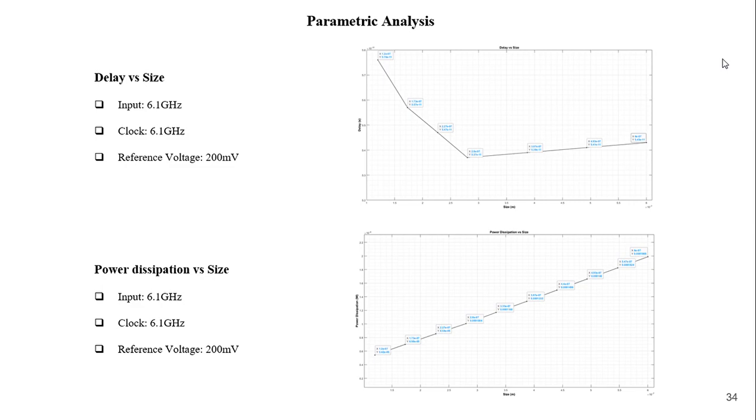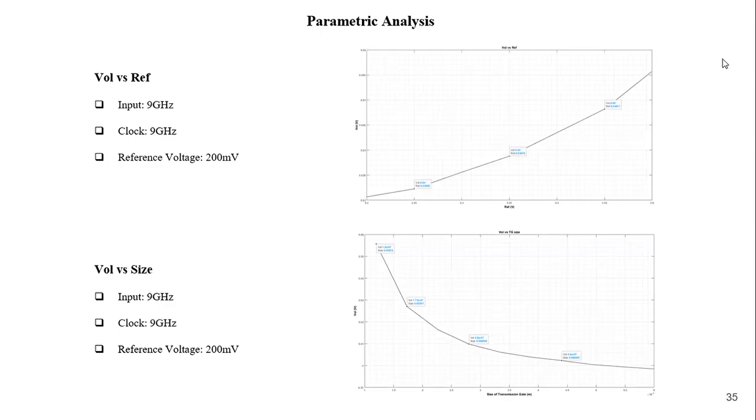We have done parametric analysis to show how size affects the circuit. This is the parametric analysis of the voltage versus reference. We have also seen that when the reference voltage is increased to higher levels, the V output low is actually really bad. It increases along with the increase in the reference voltage.